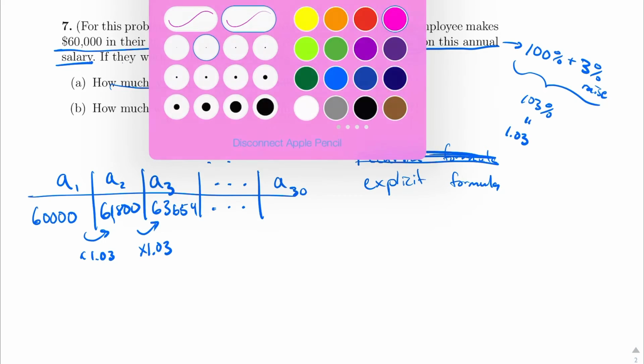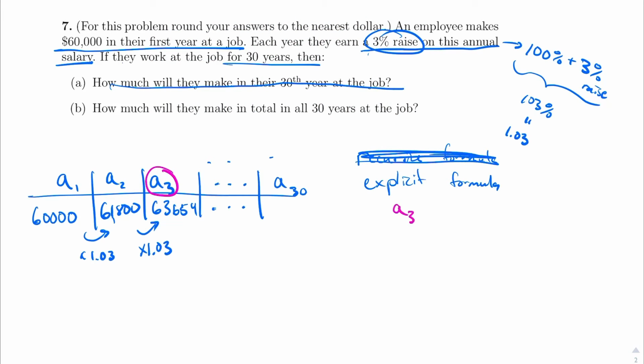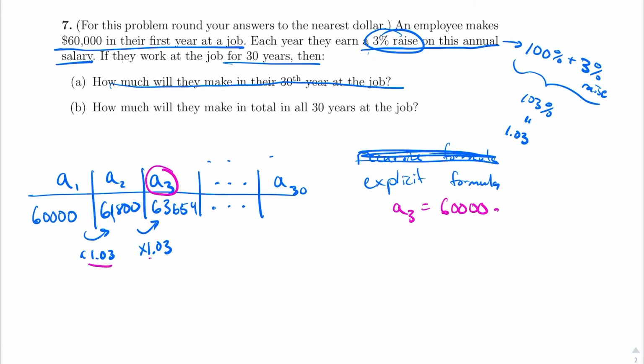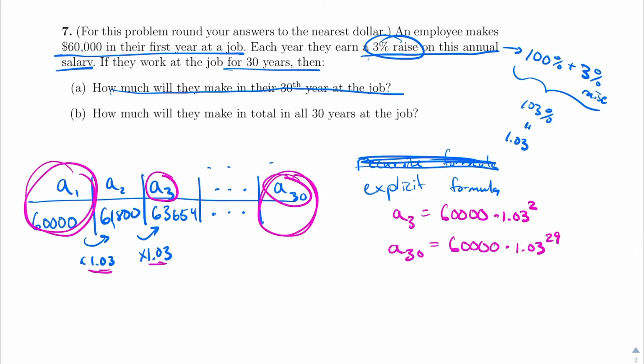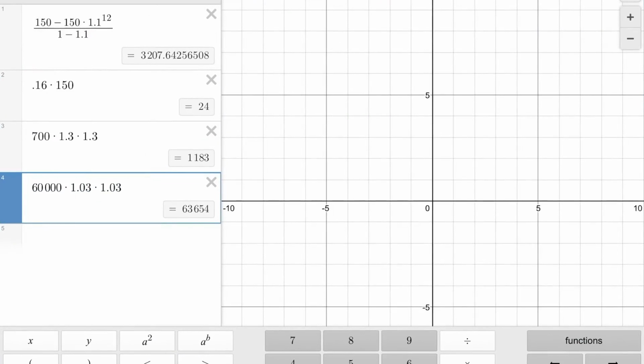In order to build up to this, you could think that to get up to A3, we had to start with 60,000, their salary in the first year, and then we multiplied by 1.03 twice, which is 1.03 to the second power. To get their salary in the 30th year, we'd want A sub 30, and that'd be similar. Start with 60,000 and multiply by 1.03. Instead of 2 times, there are 29 steps to get from the first one to the 30th one. So we'll multiply by that to the 29th power. I've got to use Desmos to compute this. So 60,000 times 1.03 to the 29th power.